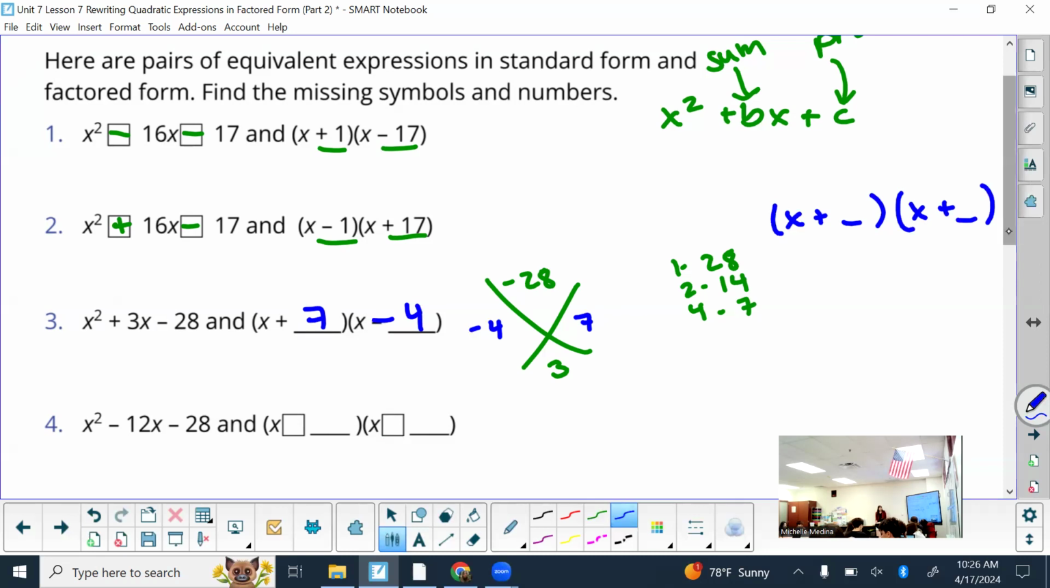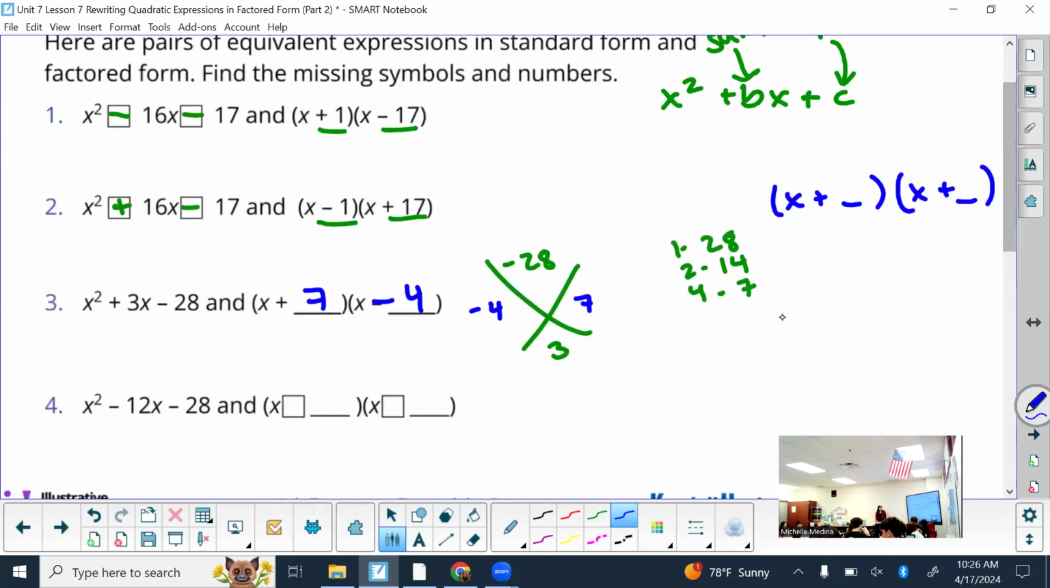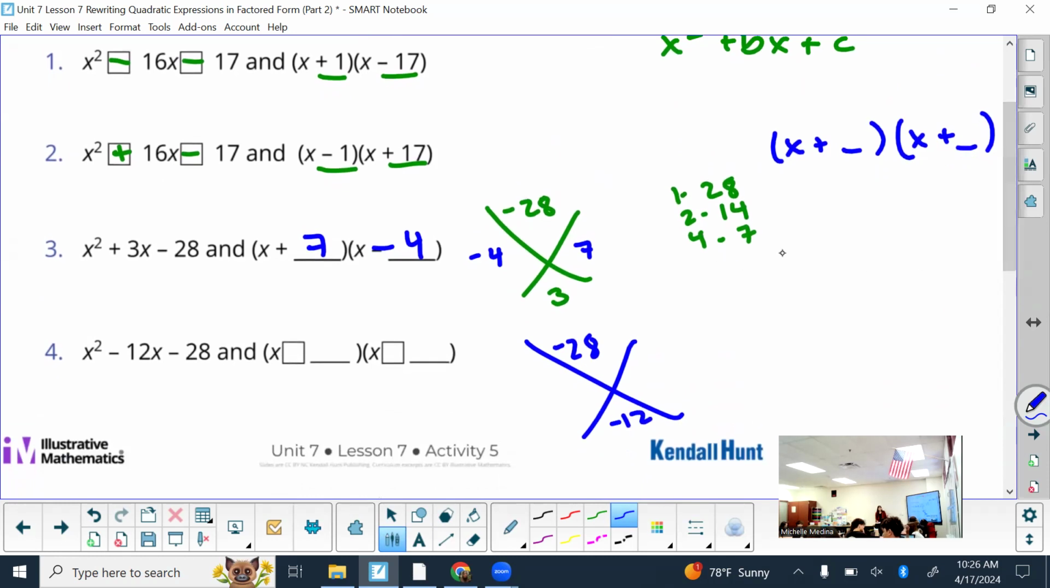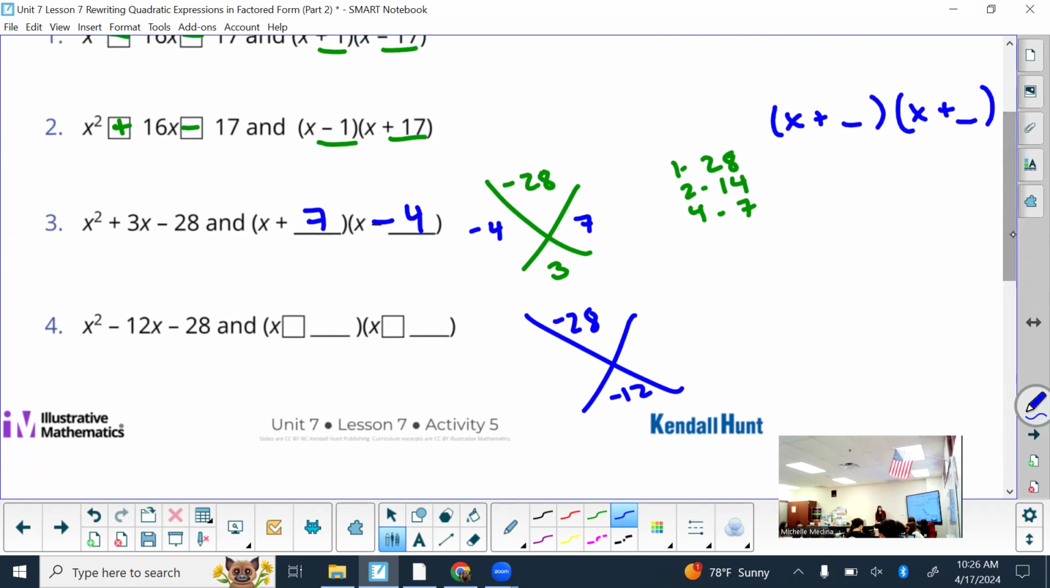Okay, next one. Set up your diamond. I would set it up. That's a great method to organize your work. Negative 28, negative 12 on the bottom. Here's my list of numbers that multiply to 28. Which ones could possibly give me a negative 12?